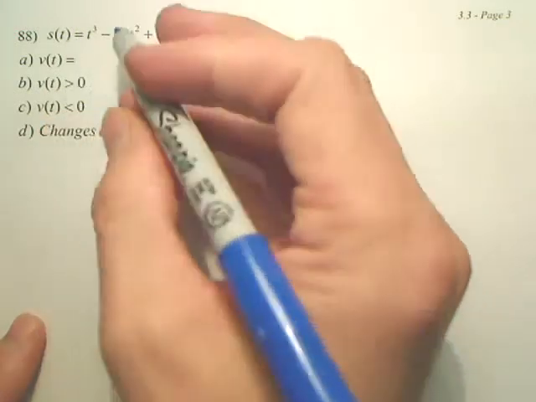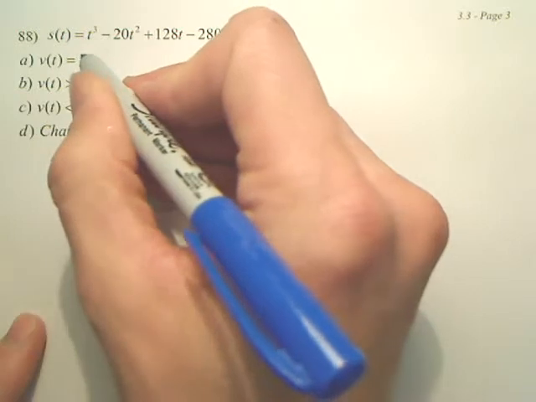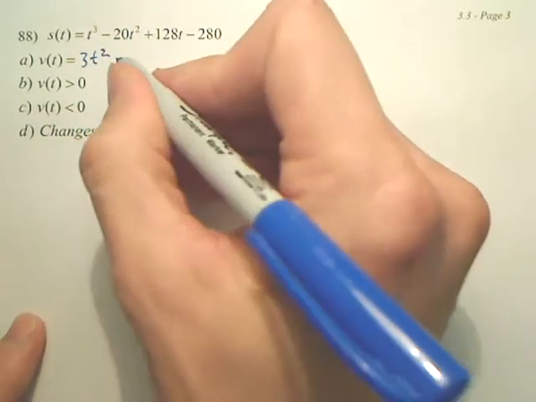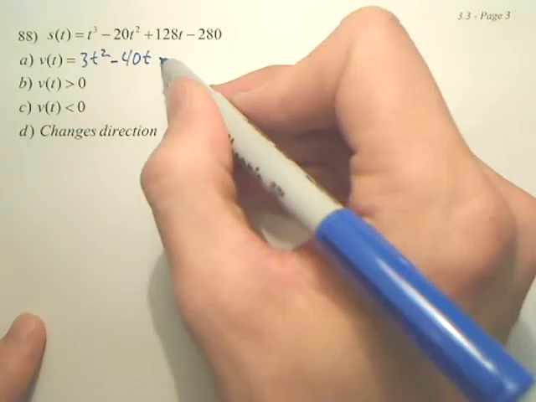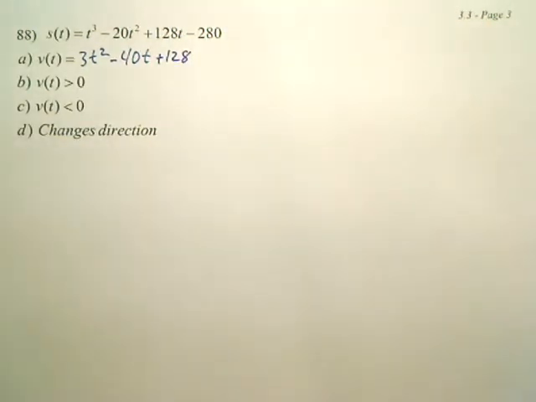So we derive t to the third, because we're going in due to time. T to the third would be 3t squared. This one will become negative 40t. This one becomes 128. Okay. So, that right there is our velocity function. The next question is, when is the velocity greater than 0?